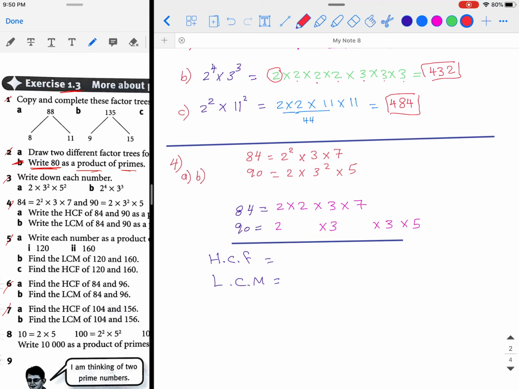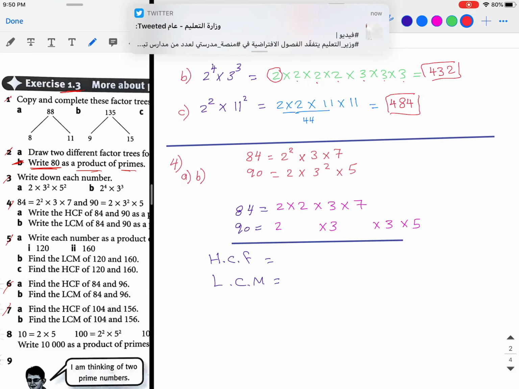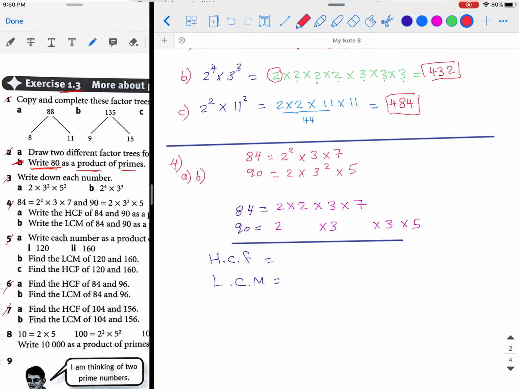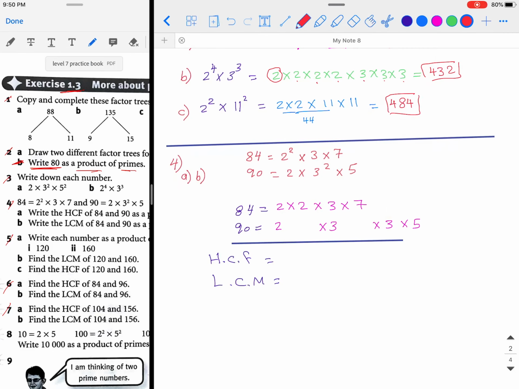So here to get the HCF, how to calculate the HCF? Here is a 2 and here is another 2. I will take from each 2. It's 2 common, take only 1. Here 3 common, take only 1. So it's 2 by 3 equals 6. This is the HCF. So the HCF for 90 and 84 is 6.